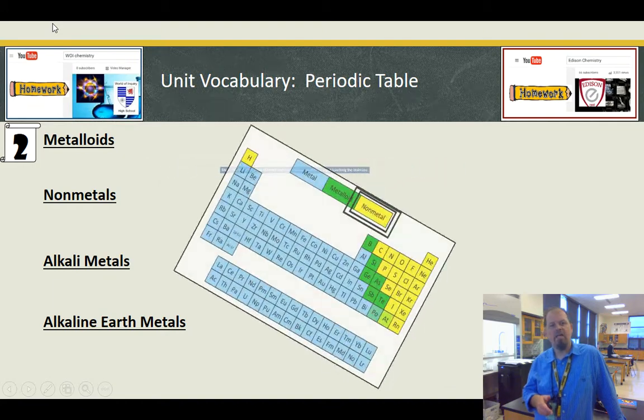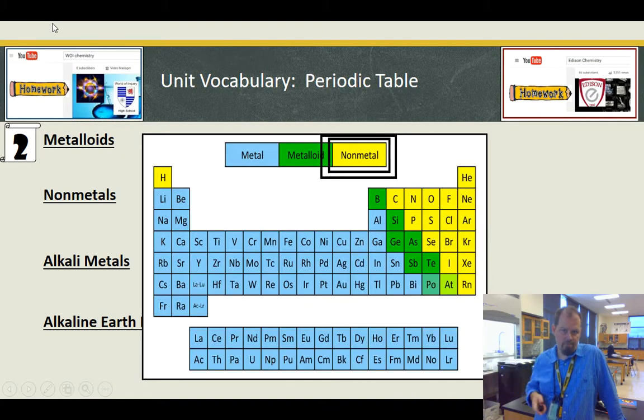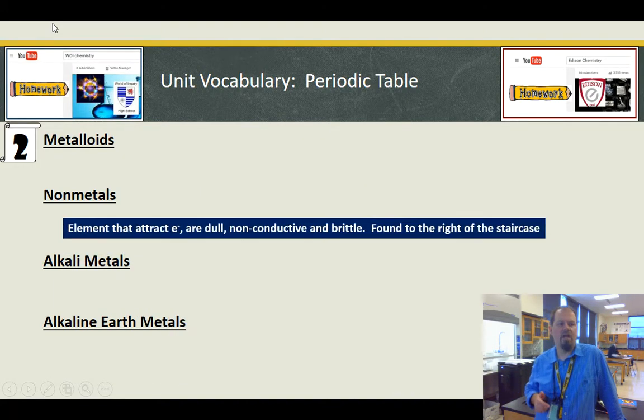Okay? Non-metals, these are the yellow ones. Non-metals, an element that attracts electrons, are dull, non-conductive, and brittle, found to the right of the staircase. Notice that is very, very similar to non-metallic character's definition. Please figure out how to differentiate that for yourself so you don't have to take the quiz 30 times.